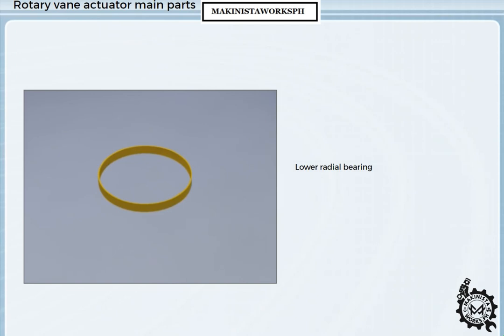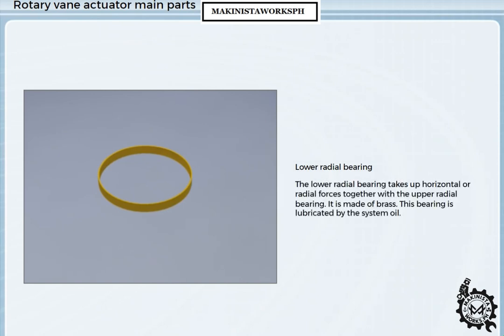Lower radial bearing. The lower radial bearing takes up horizontal or radial forces together with the upper radial bearing. It is made of brass. This bearing is lubricated by the system oil.